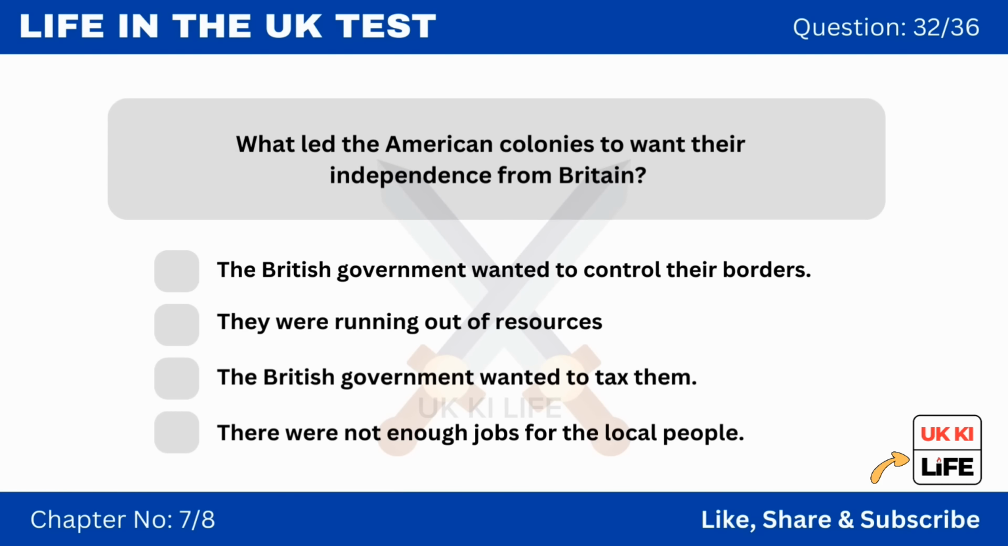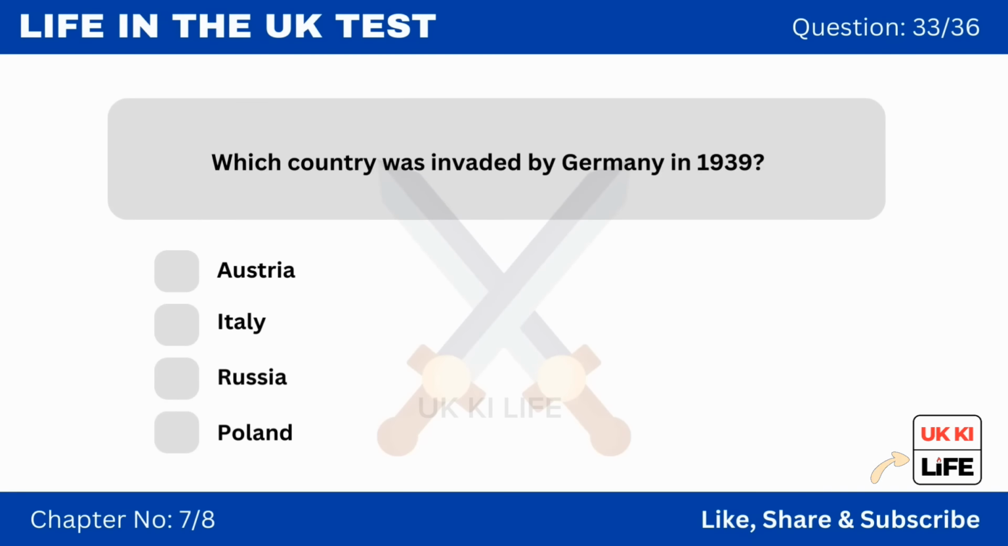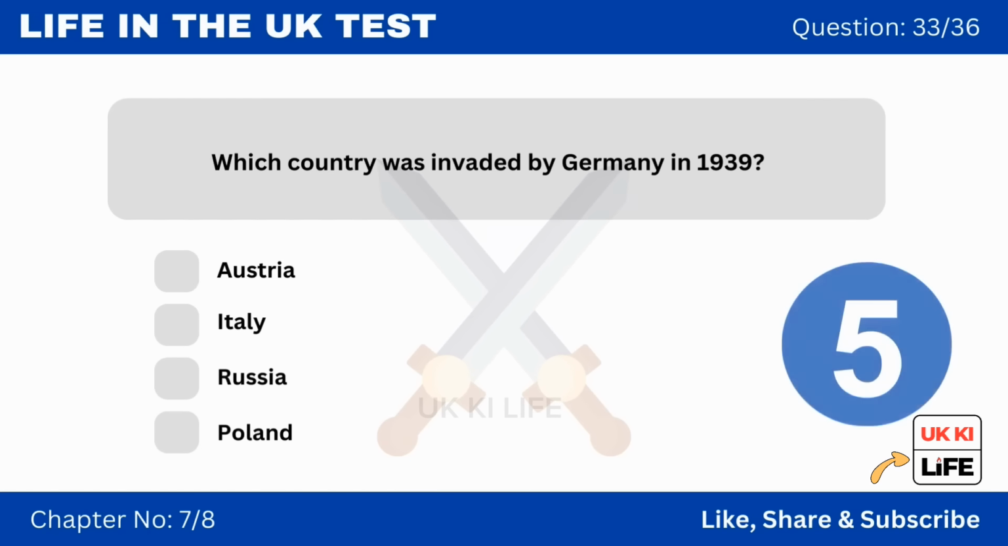The correct option is C. Explanation. The British government wanted to tax the colonies. Question 33. Which country was invaded by Germany in 1939? Austria, Italy, Russia, Poland.